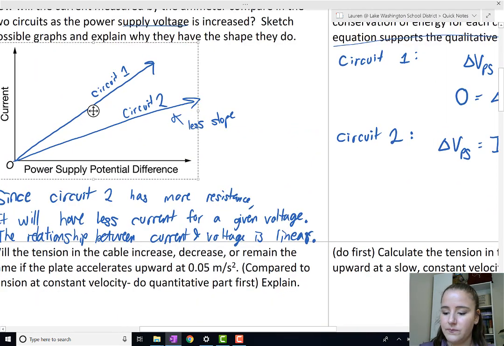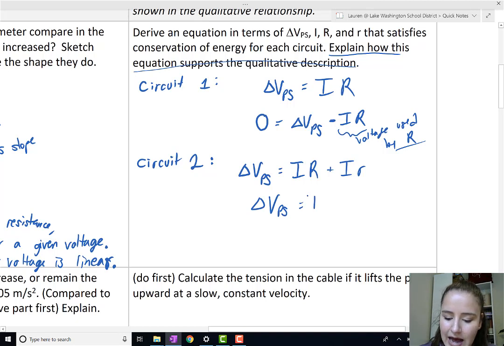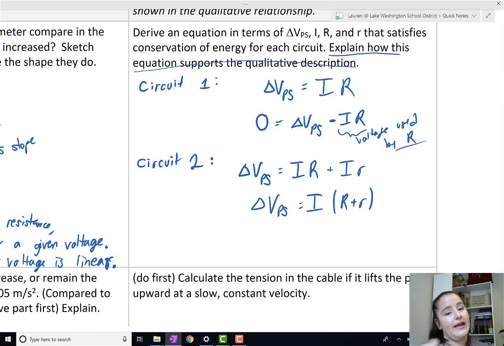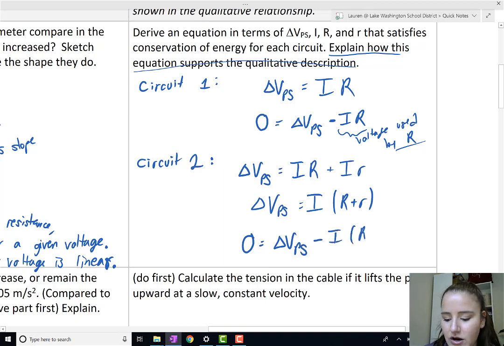Okay, so if we reorganize this and clean it up, we could have the change in the voltage of the power supply equals I times (R plus r). Showing that the equivalent resistance of the circuit is both the resistor and the internal resistance, or putting it in the form of the zero, ΔV_PS minus I times (R plus r).